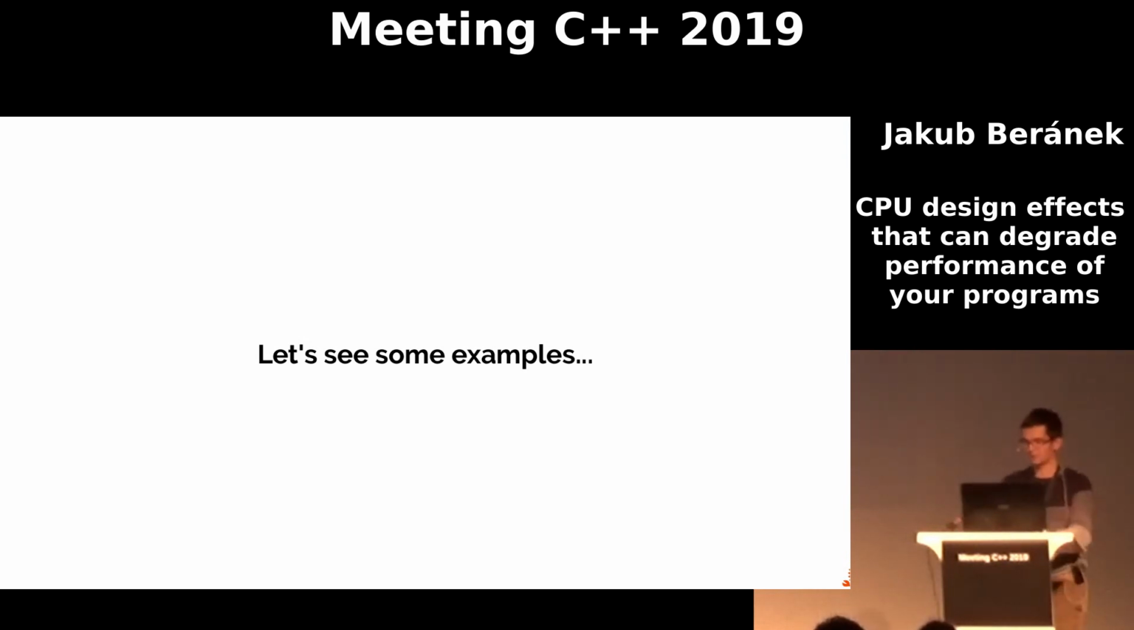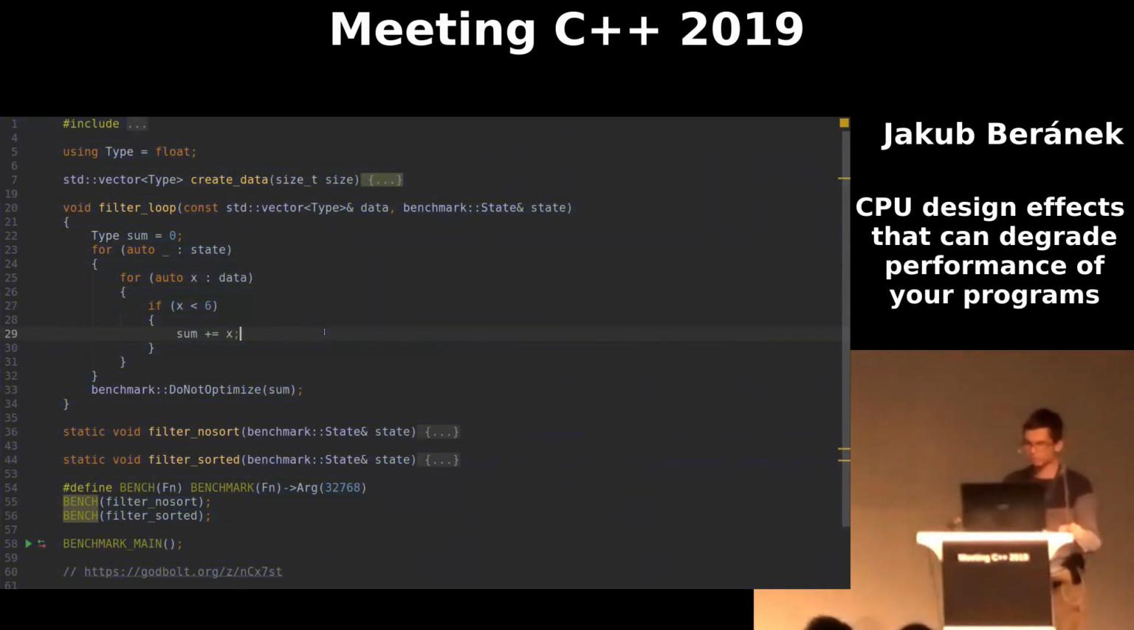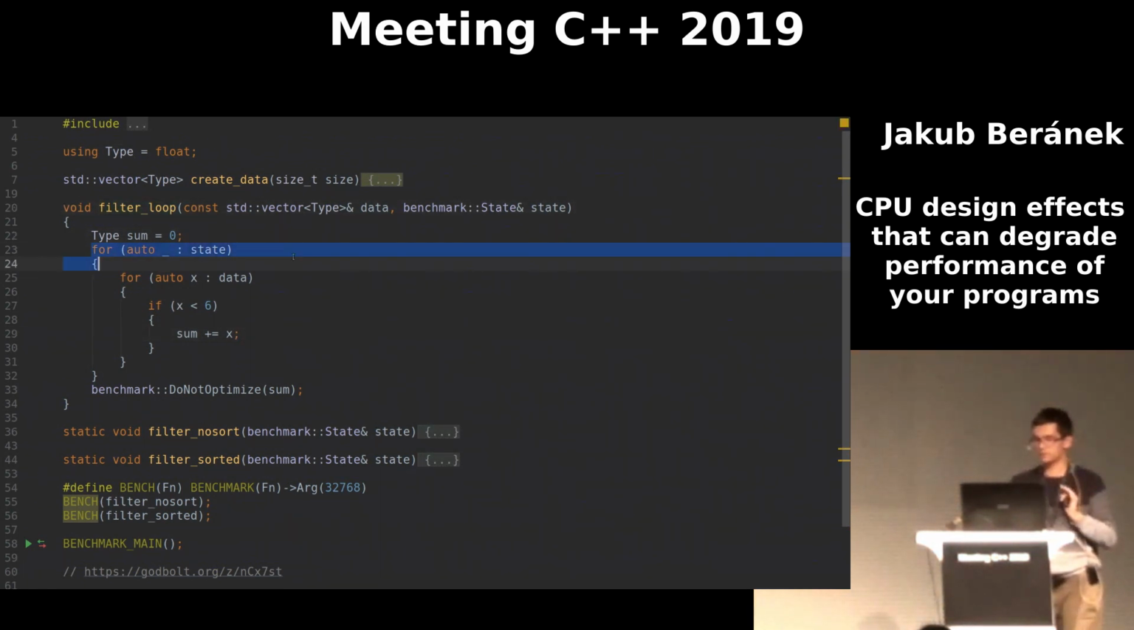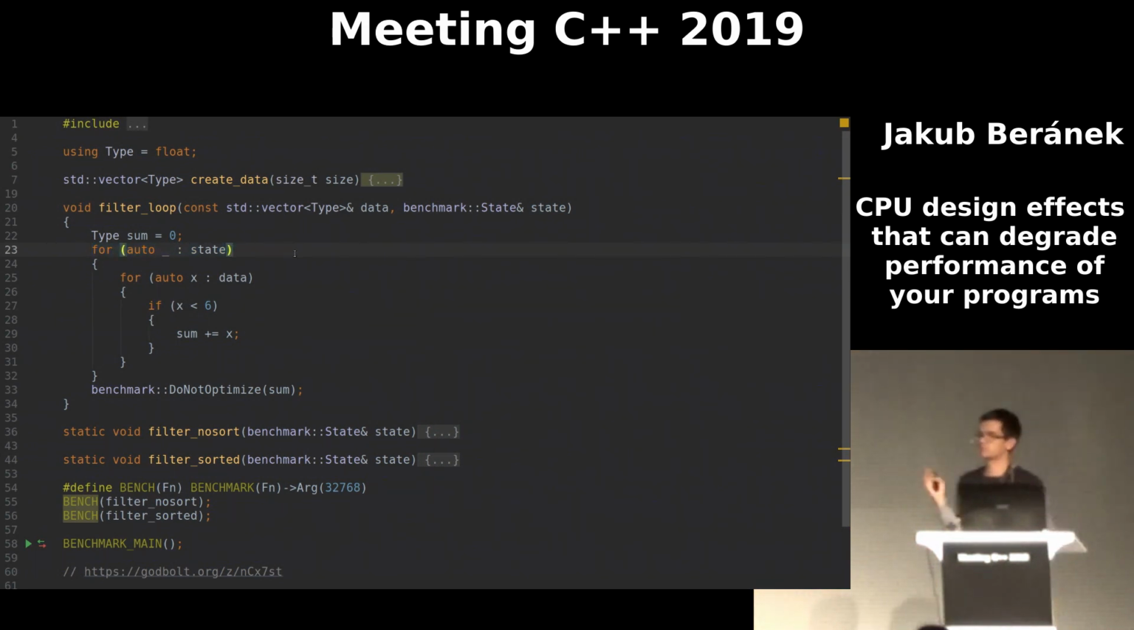Now let's see some examples and start with something pretty simple. I will be using Google Benchmark for most of my experiments. If you don't know it, it's a library from Google that allows you to simply define a benchmark and then run it a lot of times repeatedly. So mainly I'm interested in this function called filter loop. And this outer loop is simply just a way how to tell the benchmark library that you want to execute something multiple times. So we don't have to really care about that. They're just iterating the benchmark so that you reduce noise.